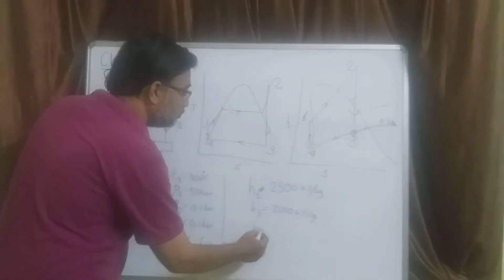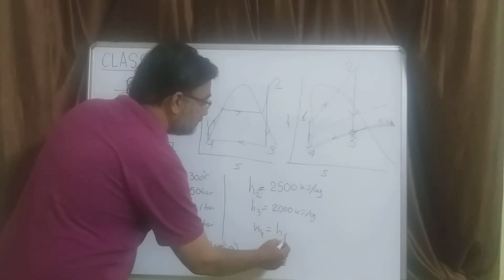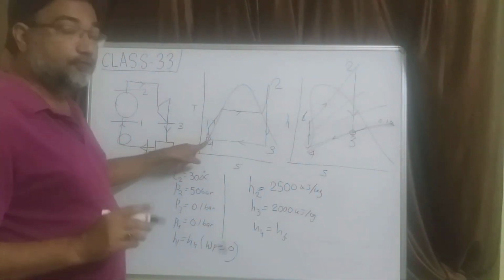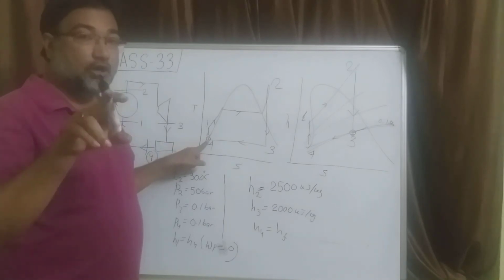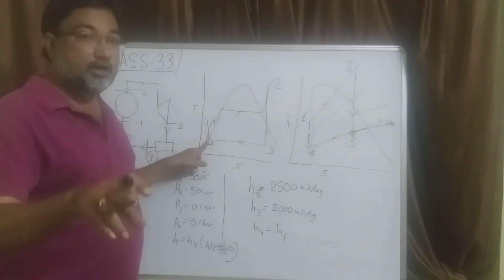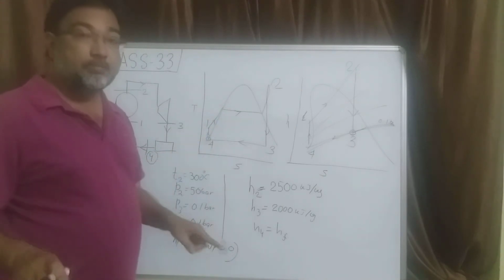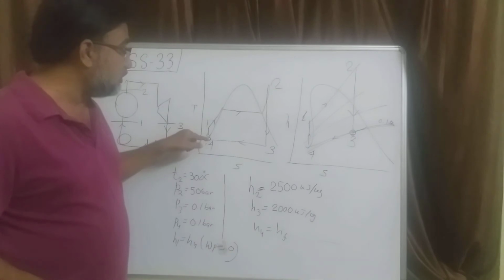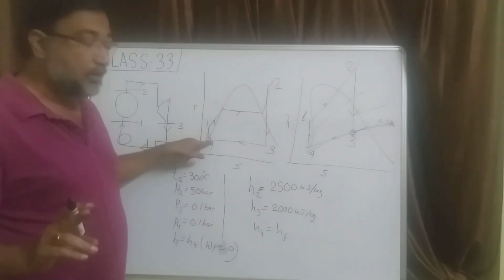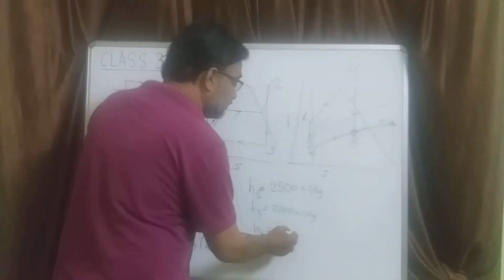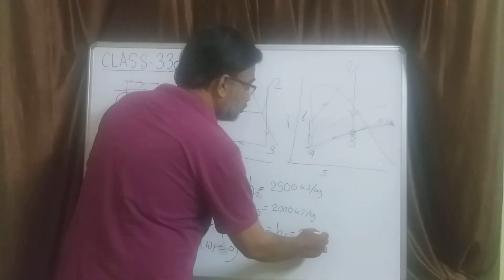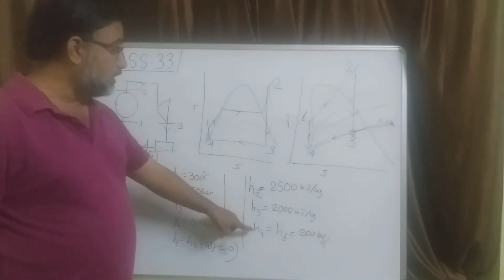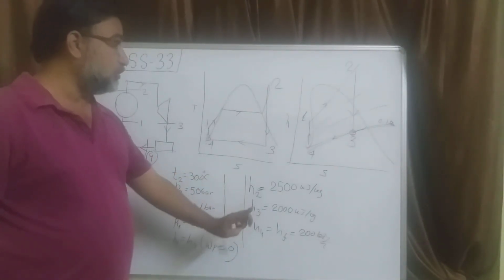And then H4 is how, what? H4 is on the saturated liquid line. So here the value is HF. So this point you will not find it in the Mollier diagram, you will find it in the steam table. So from the steam table you can find out HF at what pressure? What is the pressure at point 4? 0.1 bar. So HF value can be obtained from this. Say it is 200 kilojoules per kg. So what you get? H2 you get, H3 you get, and H4 you get. And H4 is equal to H1.